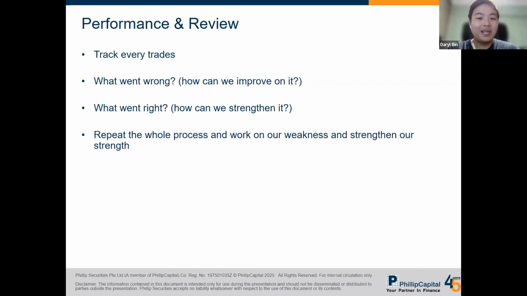Can I improve my hit rate? Can I hit maybe 7 out of the 10? So you're just repeating the whole process again, and then trying to work on your weaknesses and strengthen your strengths. If we have a good trading strategy and good risk management, definitely we are on a higher hit rate to make more money on trading.